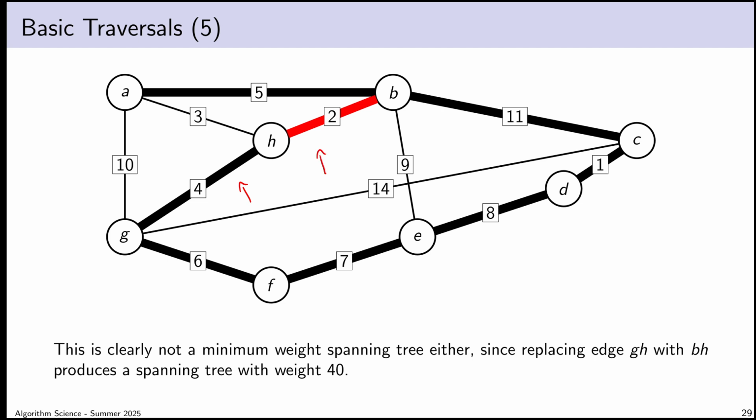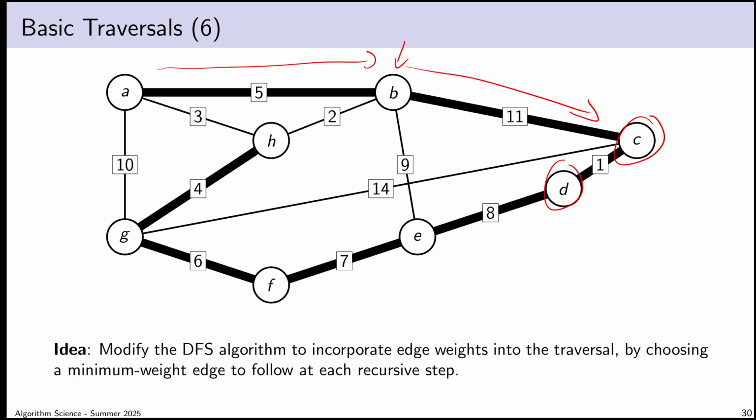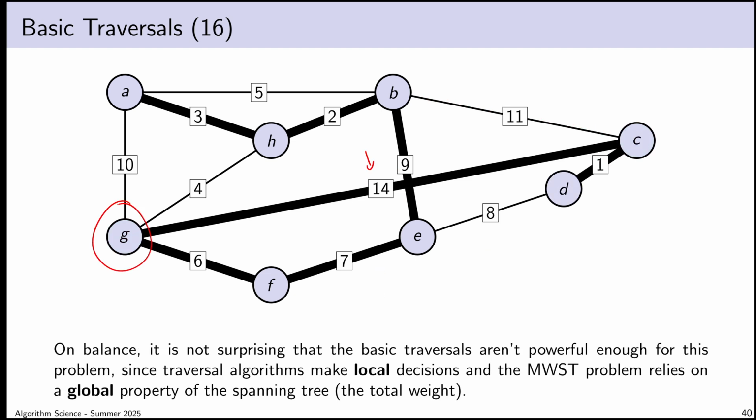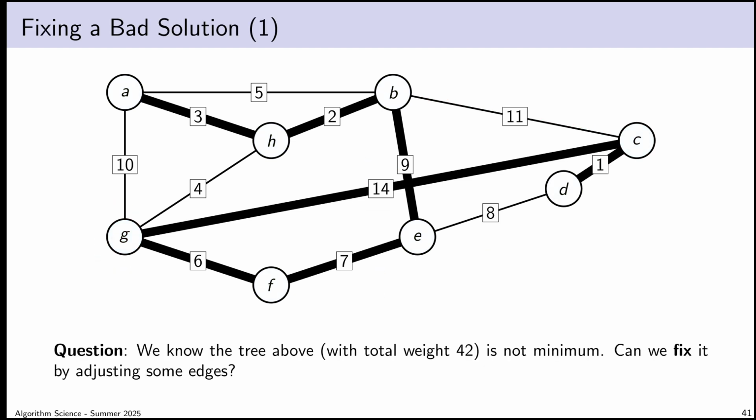So I noticed, for example, that if I delete this edge and I add this one, I get a lower weight. And it seems like that might be the best technique to start with here. I start with a feasible solution, some spanning tree, and I ask the question whether I can fix it, whether I can make the total weight lower by swapping a few edges around. So the question then is, so we know this tree has total weight 42, and we know that it's not minimum. Can I fix it to create a minimum weight spanning tree by adjusting some of the edges?